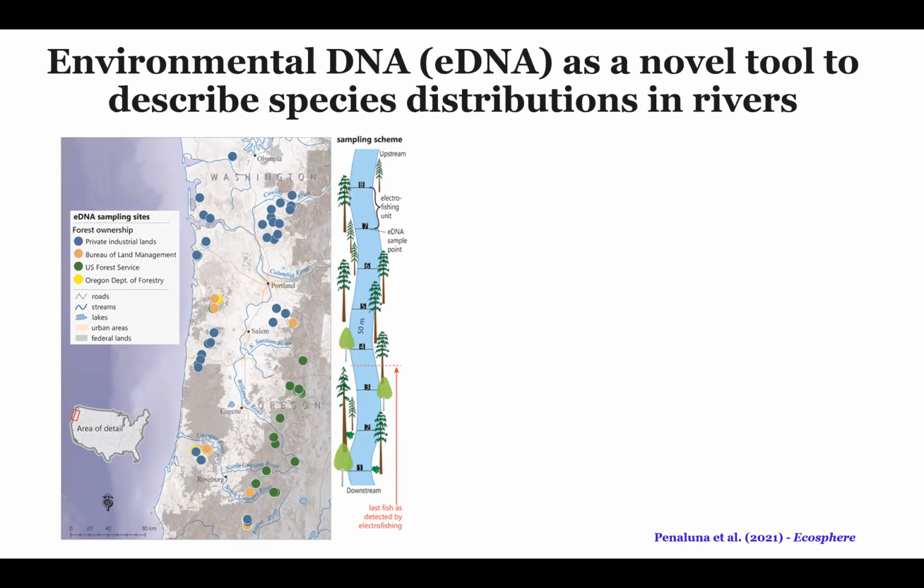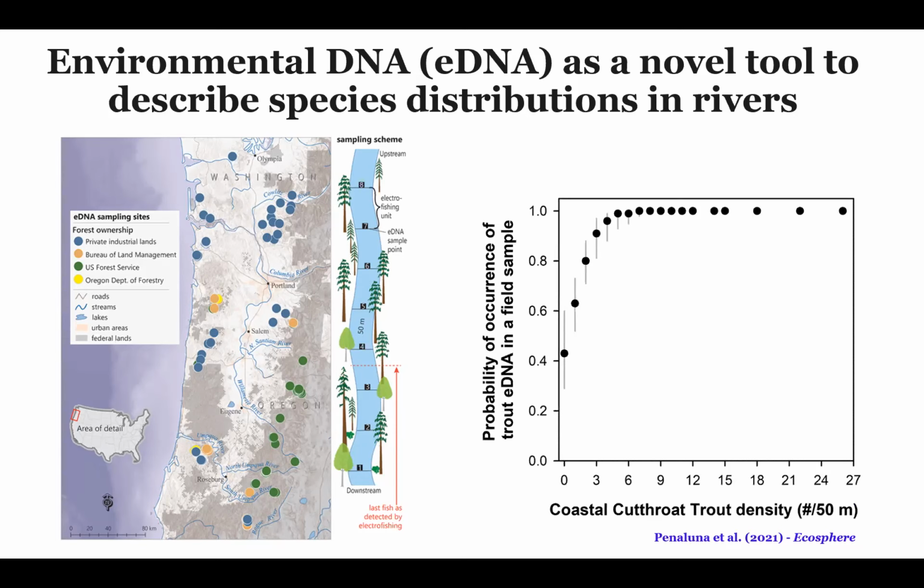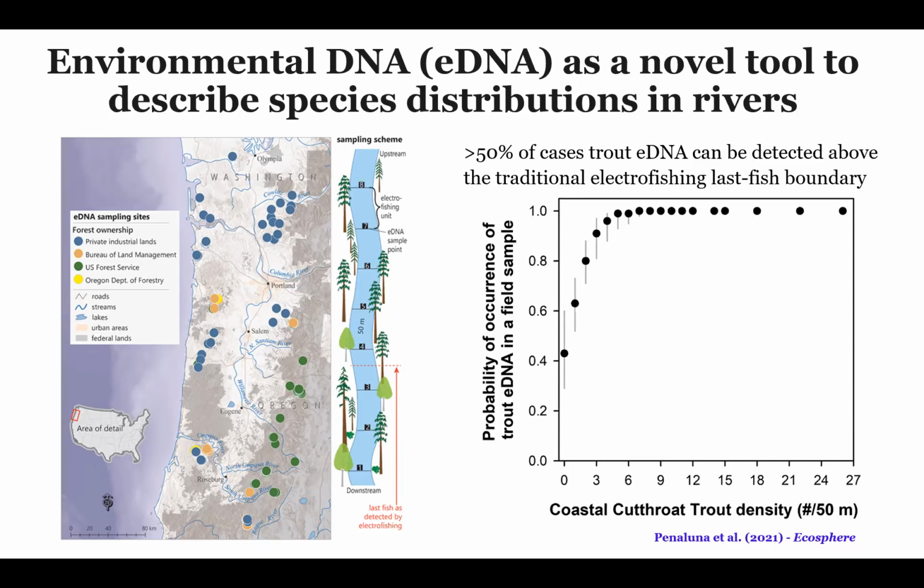This is really important for management because forest practices change depending on who the landowner is, or where fish are present or absent. So we compared this with traditional electrofishing, and we found that the eDNA method is really, really sensitive to the presence of trout. You can see in this figure that for coastal cutthroat trout, even a few individuals in the river are easily detectable using DNA. In some cases, eDNA could even be more sensitive than traditional electrofishing.